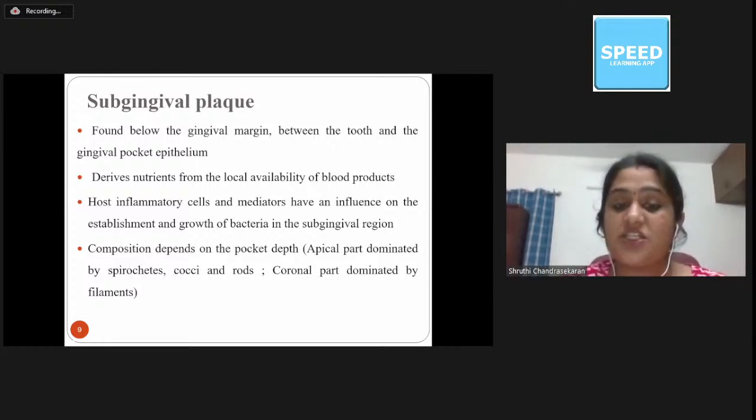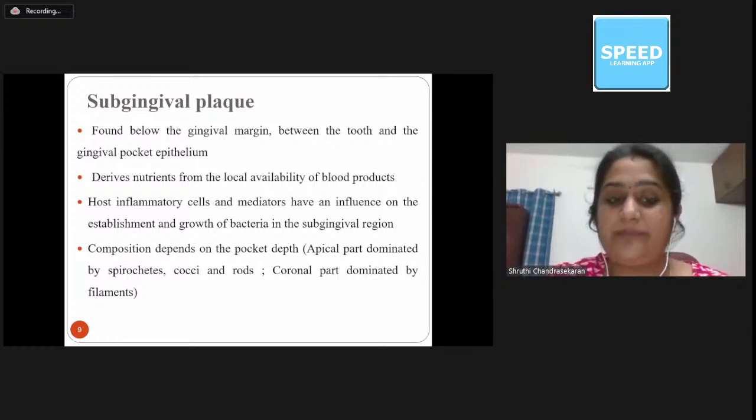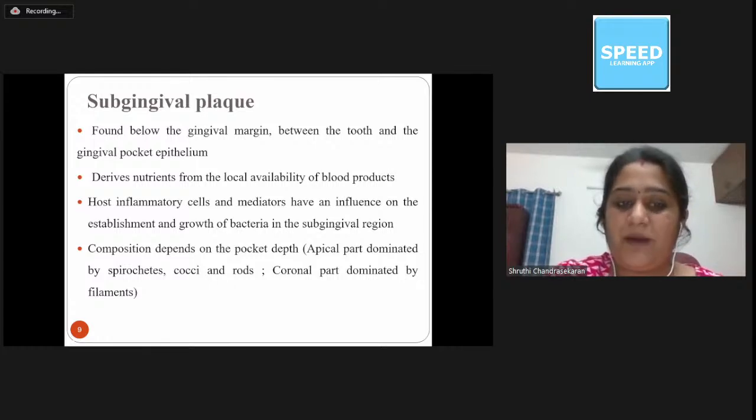So the composition will depend upon the probing pocket depth. As the probing pocket depth keeps increasing, the condition is going to become more anaerobic. Hence, more anaerobic bacteria will begin to dominate. The apical part is usually dominated by the spirochetes, the anaerobic cocci and the rods, whereas the coronal part is mainly dominated by the rods and the filaments.